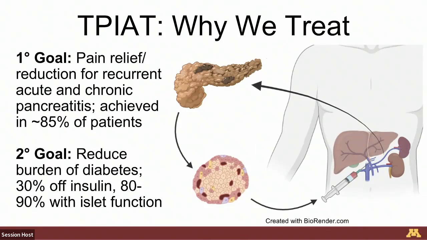So for TPIAT, I just want to remind everybody about the goals of surgery. The first goal when we remove the pancreas is to help treat the patient's pain. And even though it's very difficult to achieve full pain resolution, we do see significant pain improvement for up to 85% of those in our cohort. And the secondary goal, with reintroduction of those islet cells into the portal system, is to improve the insulin needs over time. And up to 30% of our cohort is completely independent of their insulin.